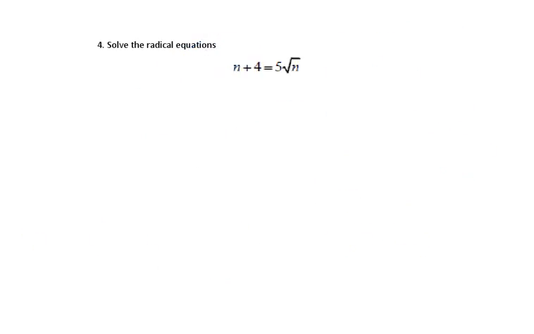Okay, number 4. Solve the radical equation. Again, we're going to raise both sides to a power 2. So I'll do 2 here and 2 here. The n plus 4 squared just means FOIL n plus 4 with itself. Okay?